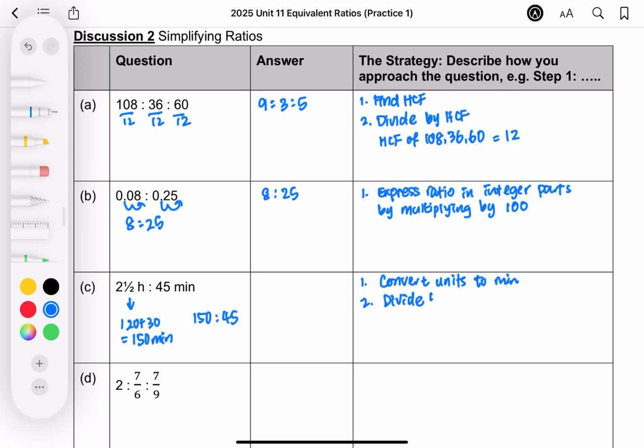So we have to divide by the HCF of these two numbers. That is 15. So by dividing by 15, we will get 10 is to 3.